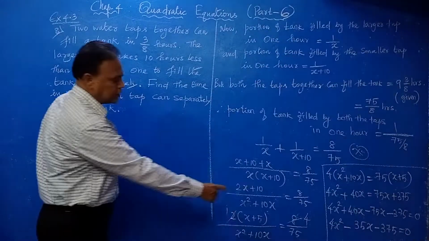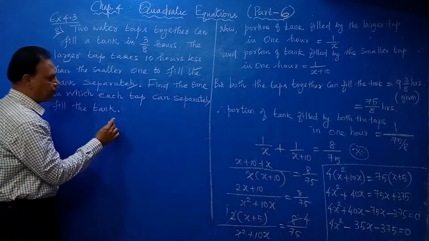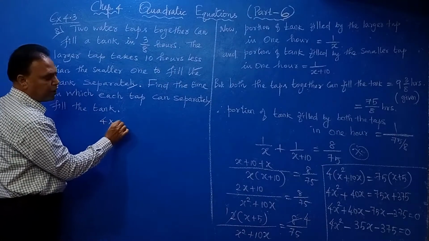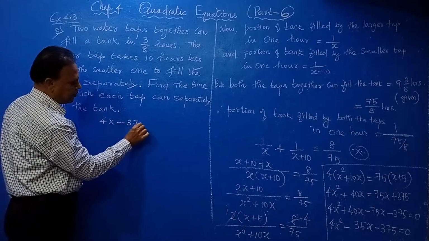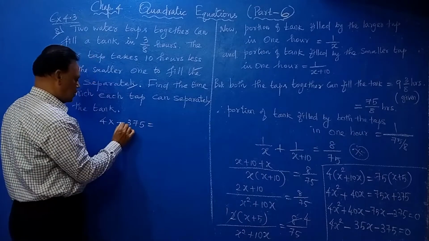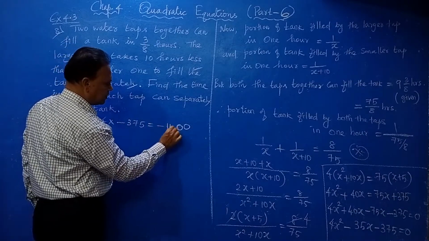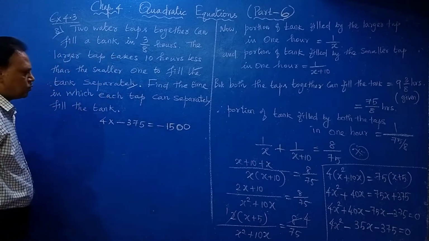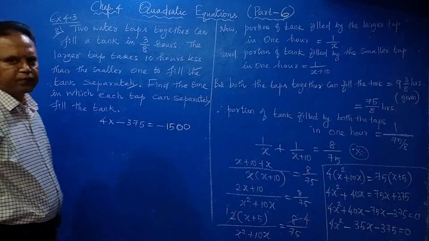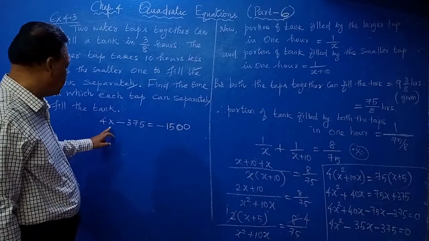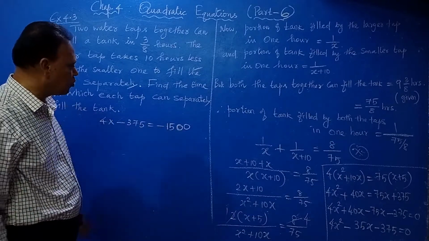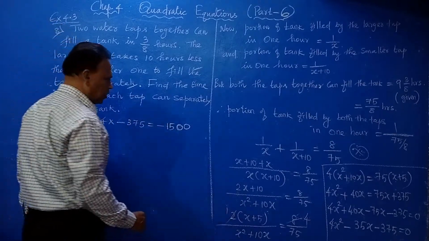You see, this x squared coefficient is 4. 4 into minus 375, how much is it? Minus 1500. Now this 1500, you have to split into two factors.